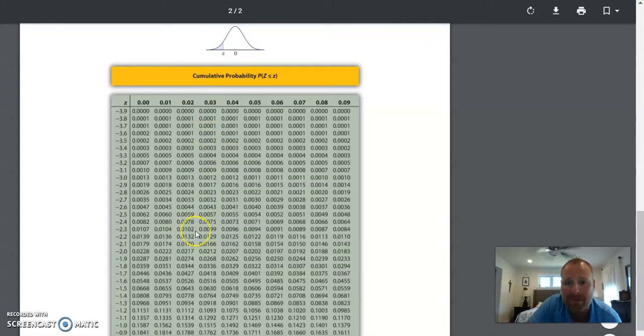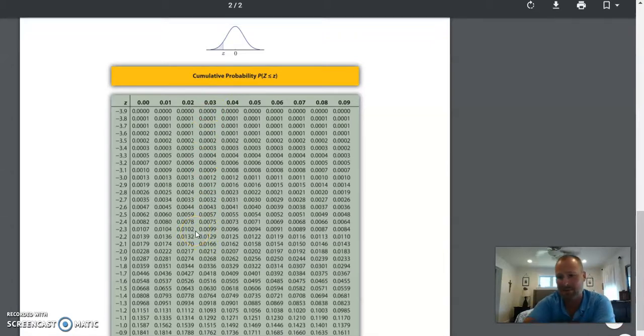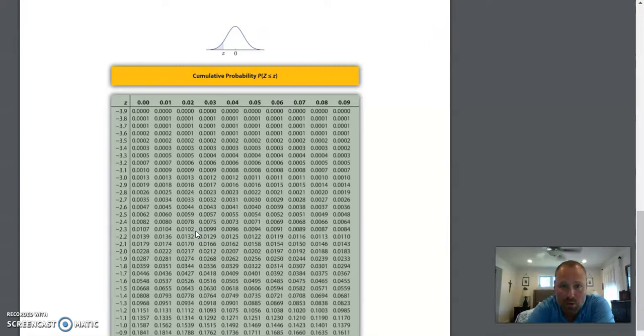Now, since we're in the middle, I'm going to pick a value right in the middle between 2.32 and 2.33, and that value right in the middle is going to be 2.35.